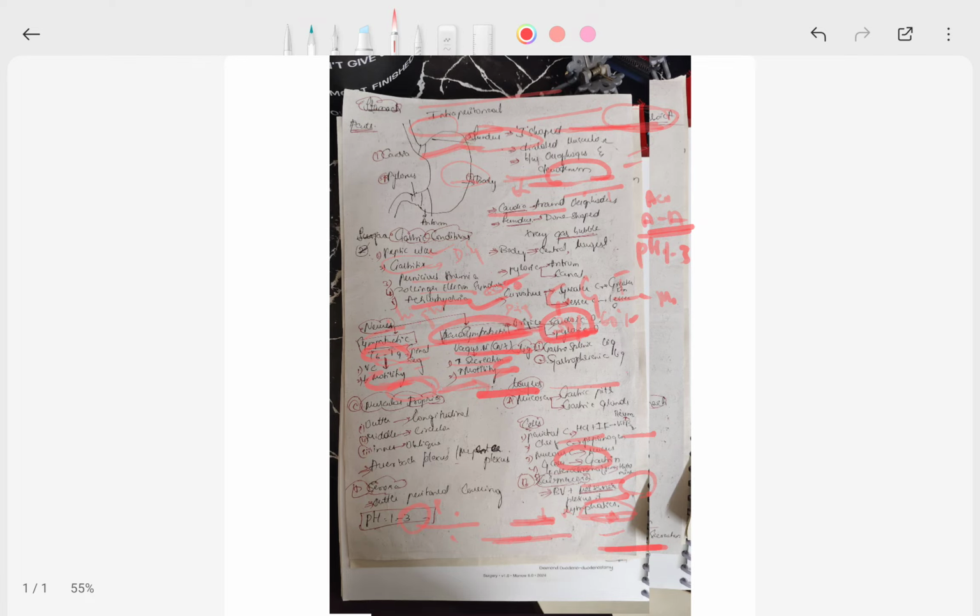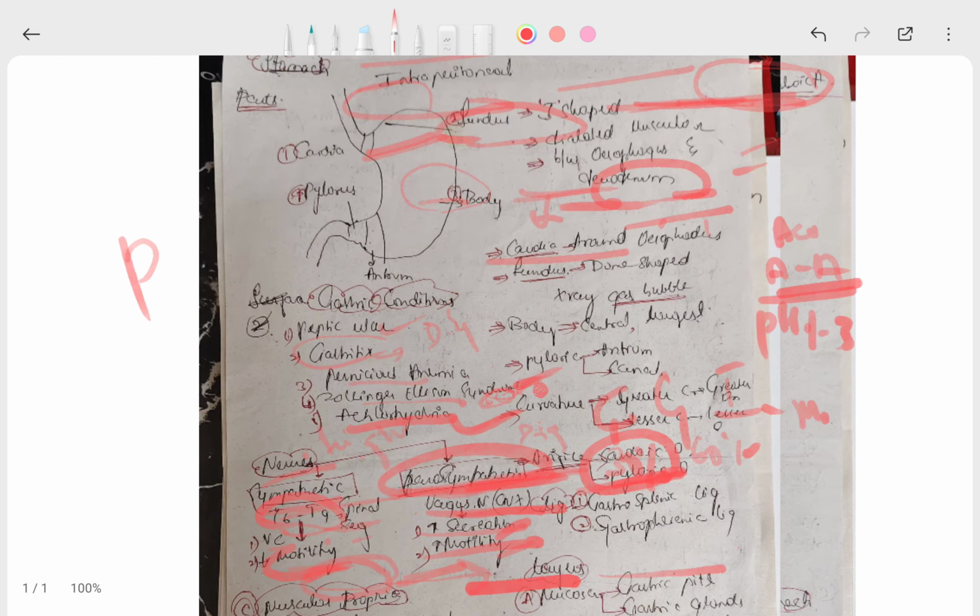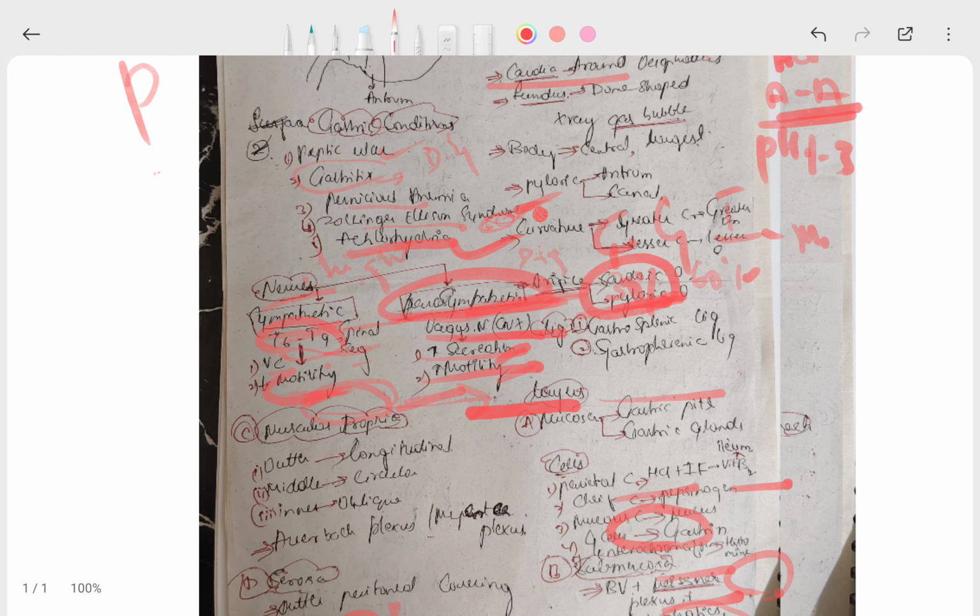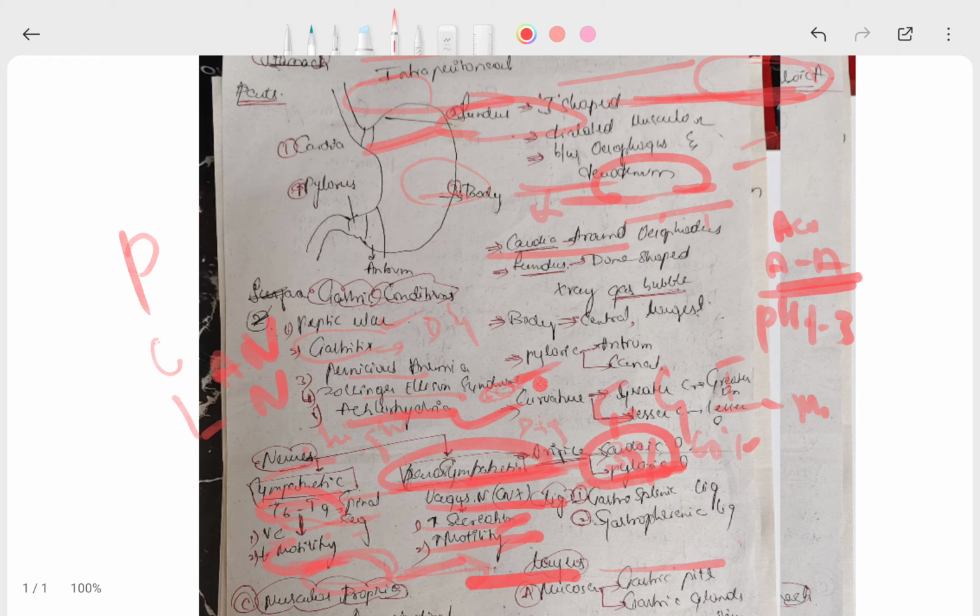I told you about the parts of the stomach, cells present in it, layers of the stomach, and blood supply, arterial, venous, nerve supply, some gastric conditions, and some functions of the stomach, and hormones secreted by it, all those.